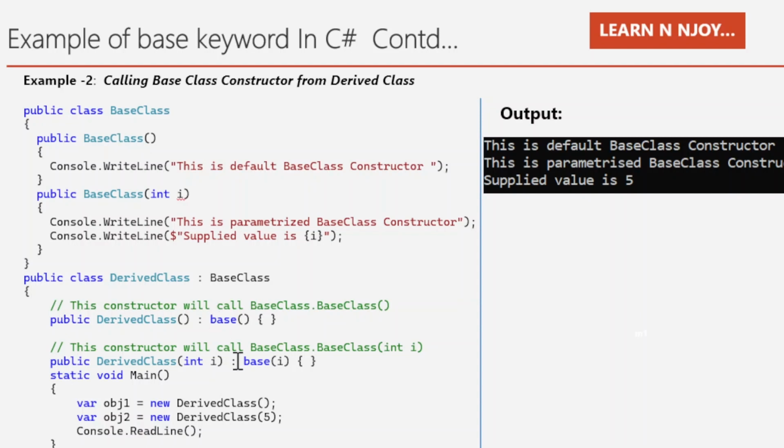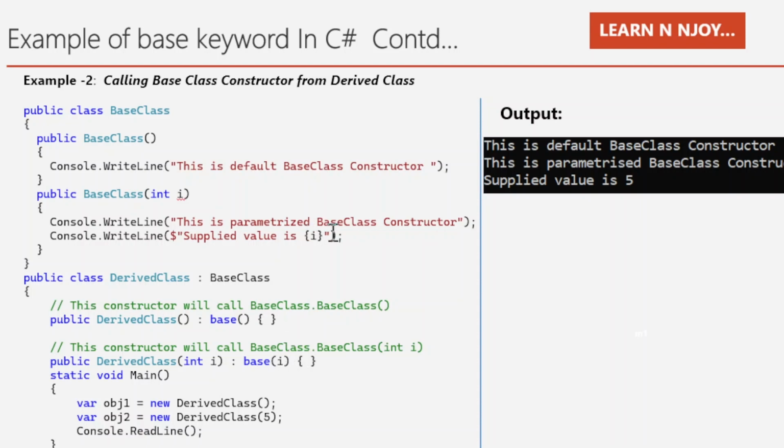How are we going to do that? With the help of this base keyword and parentheses, we need to write it in this fashion. Once we write that, it will call this base class constructor. Okay, so this is the way we are going to call it. Now if you see the second statement, public derived class int i and base i. So whatever value we pass in the derived class constructor, I'm just passing that value to the base class parameterized constructor. That's why this base class int i is going to receive that value, and this statement is going to get printed, and then supplied value, whatever the value that we are supplying over here, should get printed.